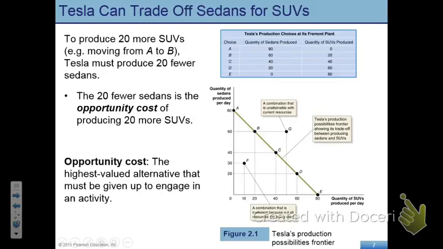This is obviously not true in reality. Why? Because in reality, most of the resources that we use are kind of specialized, meaning that most of the resources are better applicable in one sector or in one production compared to the other one.